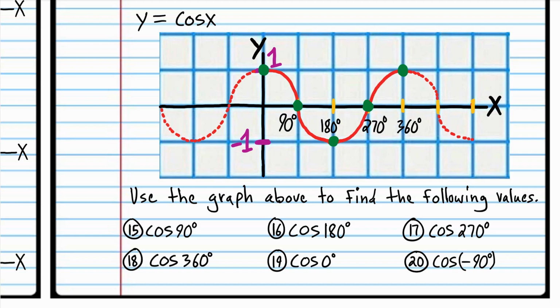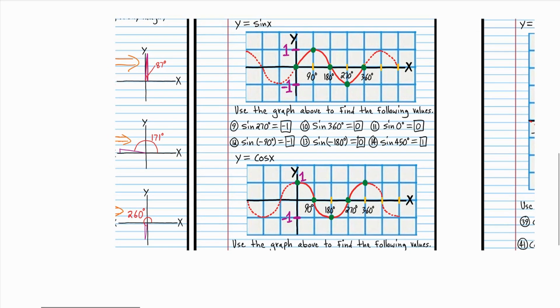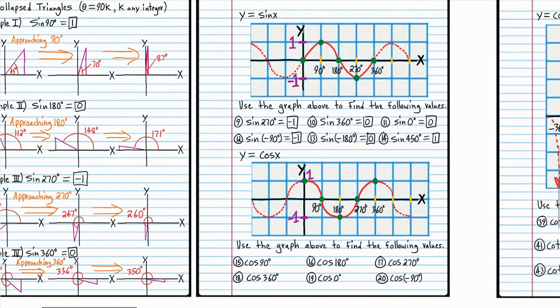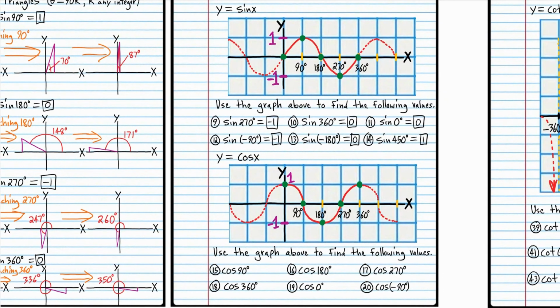The ratio just goes up and down, up and down. So now we're going to go to the cosine curve, and I'm going to allow you to do all these problems. So I want you to do problems 15 through 20. Use this curve. It's a different curve, but it's very similar. And when you come back, we'll do it together.